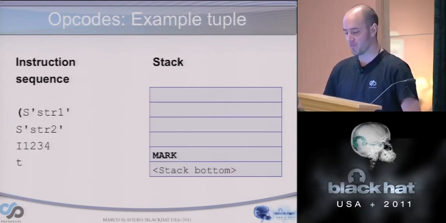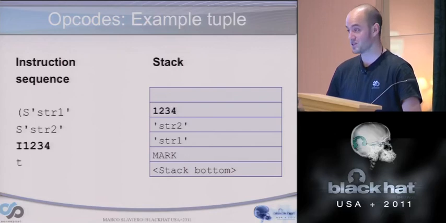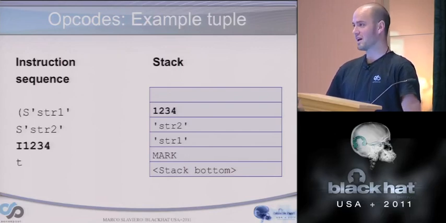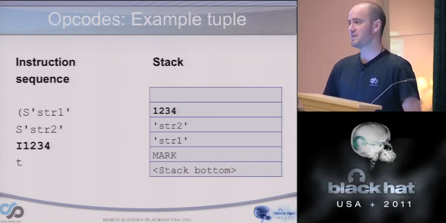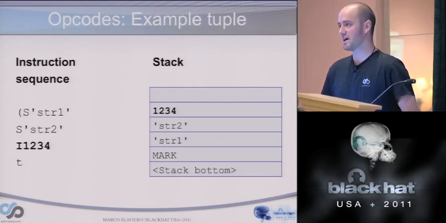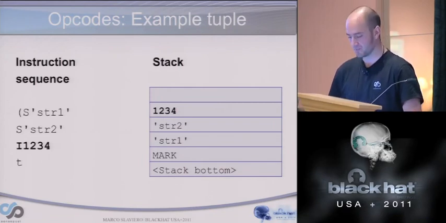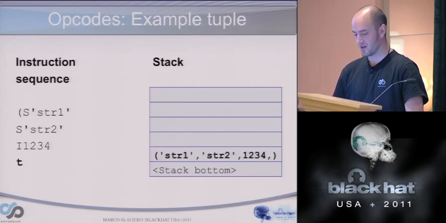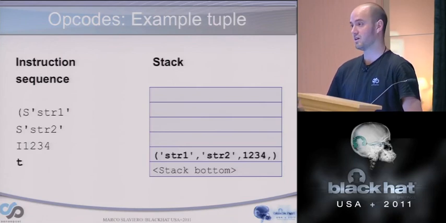But firstly, we push a mark object onto the stack. We then push a string object onto the stack. We push a second string object onto the stack. We then push an integer object onto the stack. So the stack layout now contains two strings and an integer. Then the final instruction that I've got there is T, and what T does is it goes onto the stack and pops everything off the stack until it hits the first mark object. It then packages together all of the items that have been popped off the stack into a tuple. So after the T instruction has been executed, we now have a tuple living on the stack.